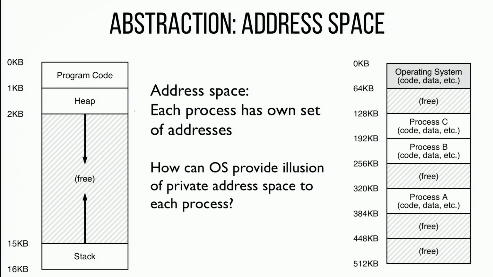So what's going on in physical memory in this ridiculously tiny machine here is that we actually have the OS running, we have different processes running, and somehow it has to be the case that process A can't read or write process B's data, right? So how are we going to do that?